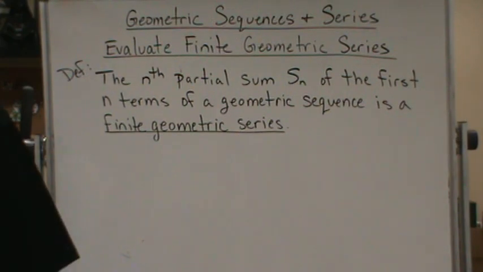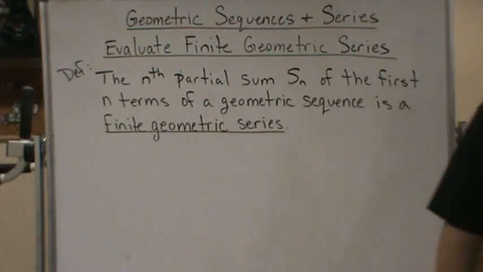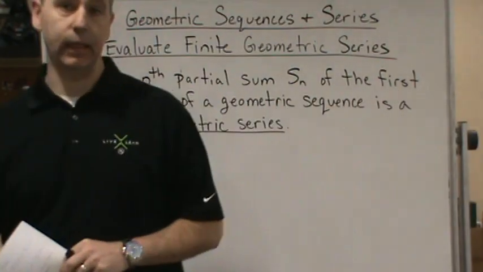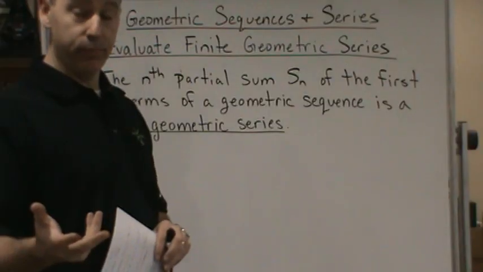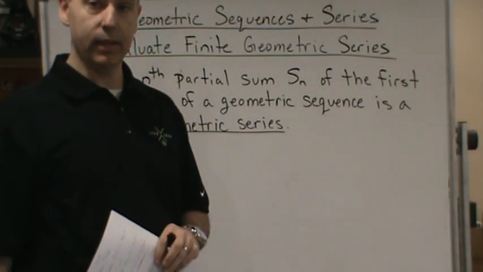All right, welcome. Now what we're going to do is introduce the definition of a finite geometric series, and then we're going to derive the formula for finding the partial sum for a geometric series.